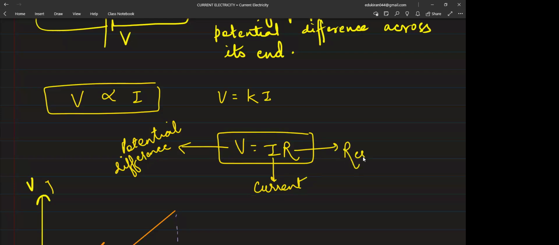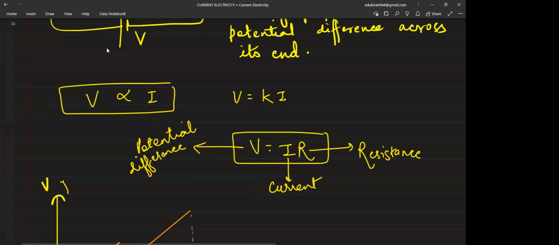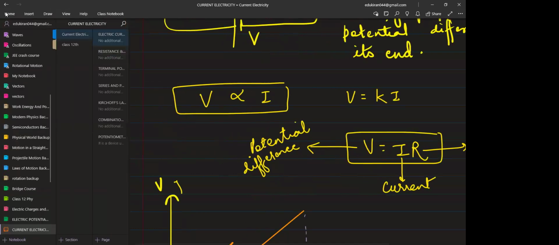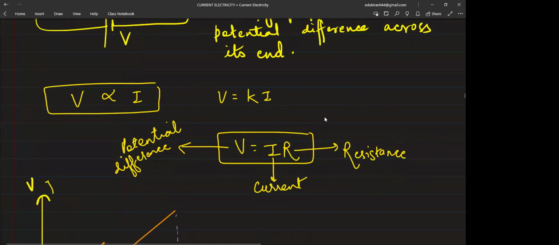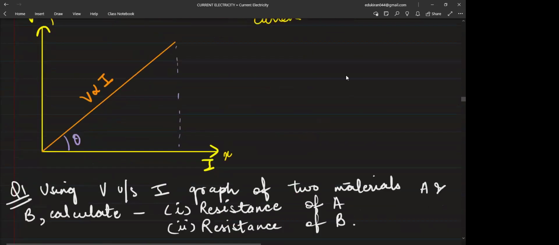R is the resistance. We'll be talking about resistance in a little detail because resistance is your separate topic. The next topic after this Ohm's law will be your resistance and resistivity only. So this exact statement is your Ohm's law. Now, if you plot a graph, V is directly proportional to I. It means you will get a straight line graph.